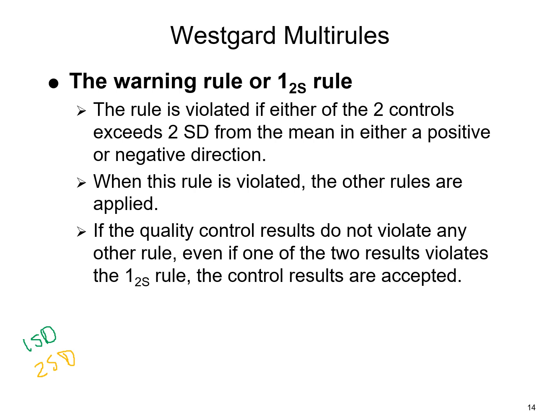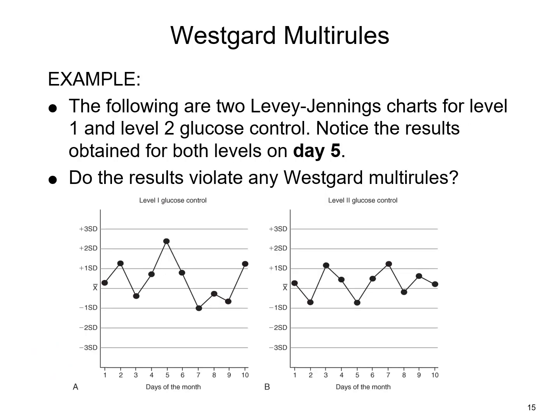So let's talk about this in a little bit more detail within an example. In the following example, there are 2 Levey-Jennings charts for level 1 and level 2 glucose. Let's look at day 5, which is here. Again, we've talked about our little warning here. We've got to look at day 5, or run 5, both of them together. Do these rules violate the Westgard rules?